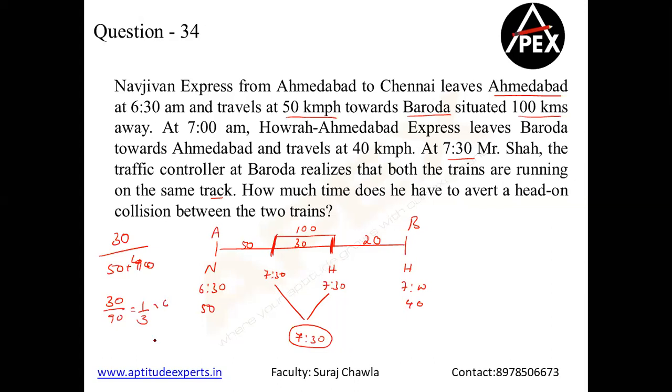Or let's multiply by 60, which means Mr. Shah knows that both the trains will collide after 20 minutes, right? So how much time does he have to avoid the collision? He has 20 minutes to avoid a head-on collision between both the trains.